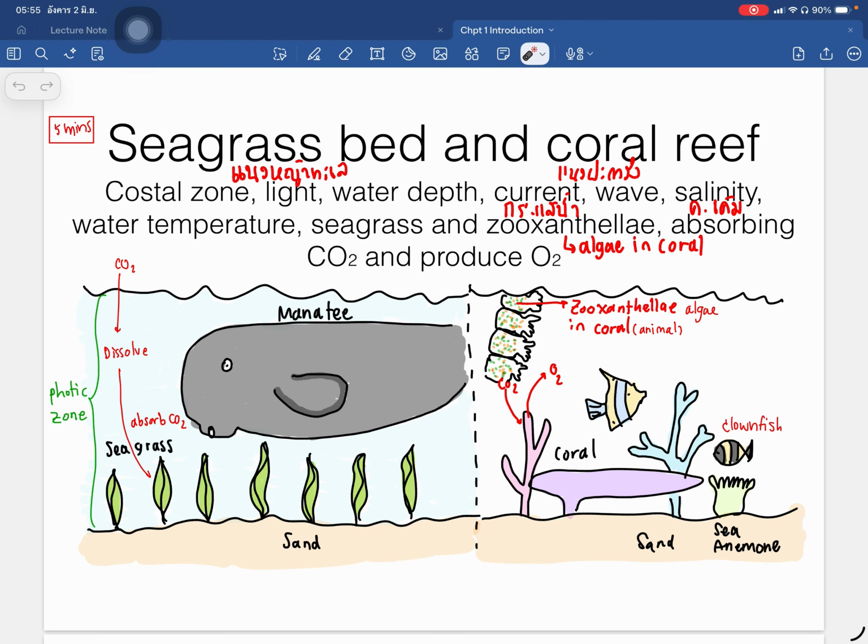Okay, seagrass bed and coral reef. For the coastal zone here, sunlight shines to this area. So some plants can develop and grow under the water layer because the depth of the water is not too deep. This plant we call the seagrass. In this area we also have other factors relating to the growth of the seagrass, due to the current, water salinity, and water temperature. The seagrass can grow, and after that we have a big mammal that eats this group of plants, so-called the manatee. Okay.